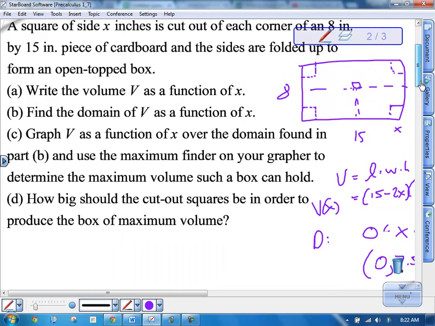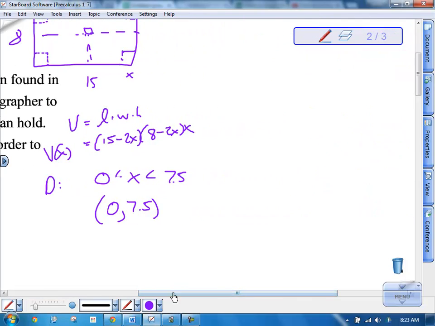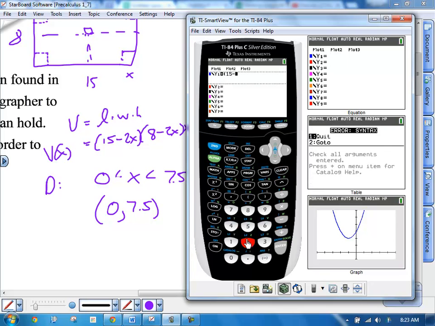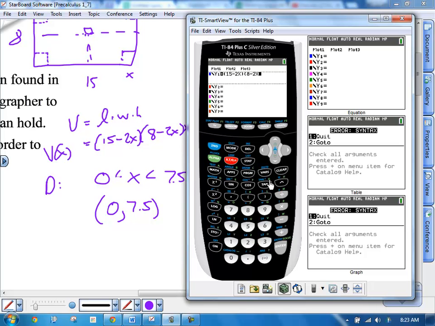So let's just graph this equation in our graphing calculator or on Desmos. I'll just use the graphing calculator right here. So under y equals, actually I have to change mine back into function mode. And I'll just type this in. I don't have to distribute it. 15 minus 2x times 8 minus 2x times x. I don't need that in parentheses, but oh well. All right, so let's graph it.